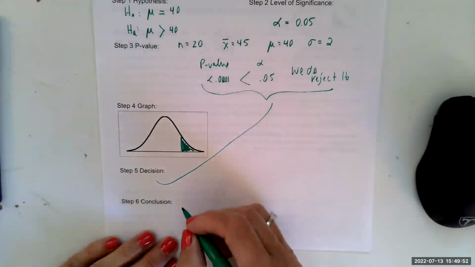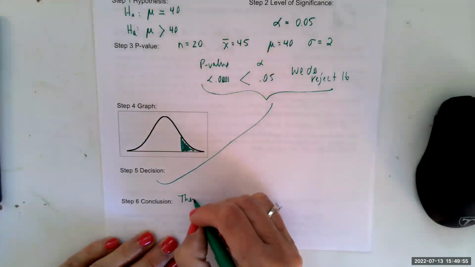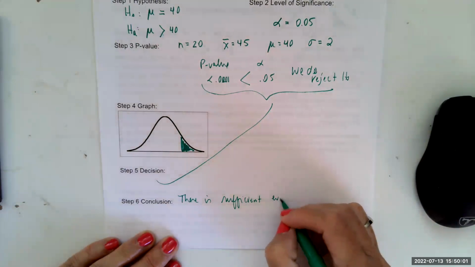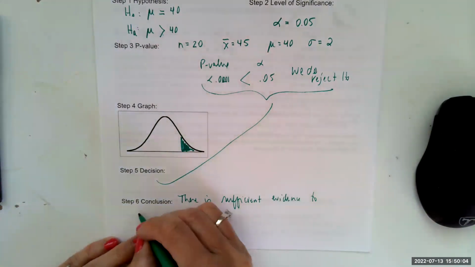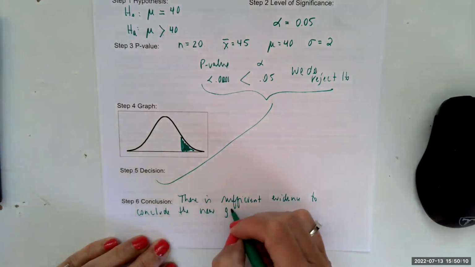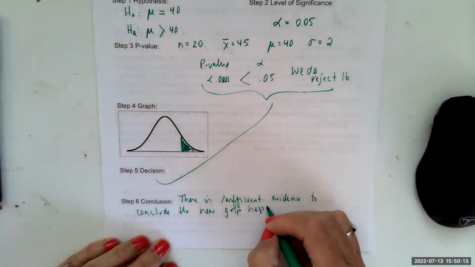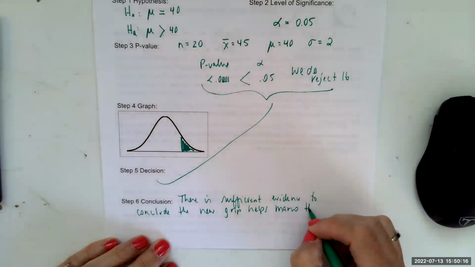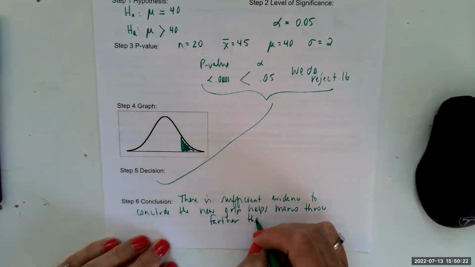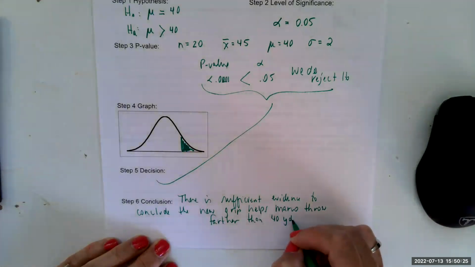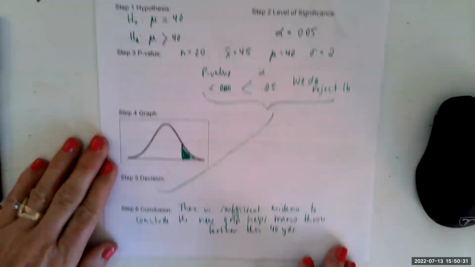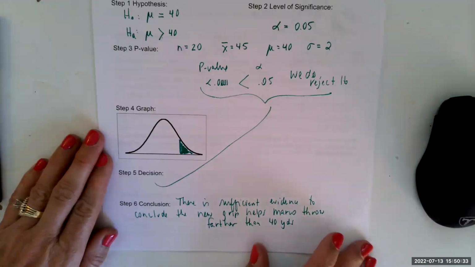And so our conclusion says, because we rejected H0, we can say there is sufficient evidence to conclude the new grip helps Marco throw farther than 40 yards. Okay, so this is what it looks like. All 6 steps.